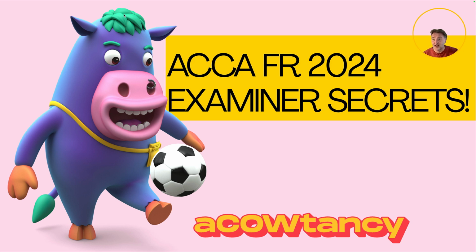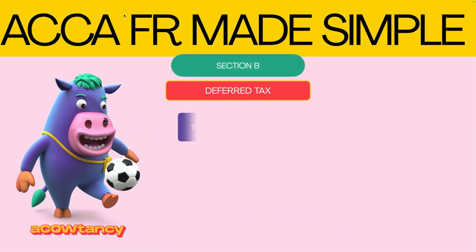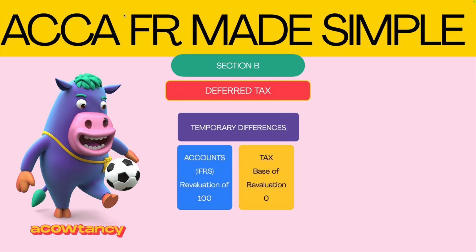Okay, this is where things get a bit tricky, but we can do it. So looking at FR24 December, we're looking at deferred tax. We know it's temporary differences that cause it. Now let's say we've had a revaluation of 100. Well, the tax base of that revaluation will naturally be zero, won't it? They won't tax you for just a revaluation, not until you've sold it.